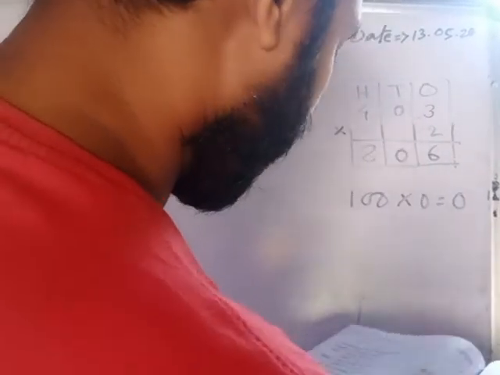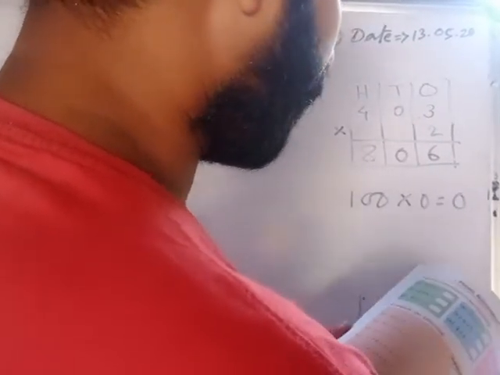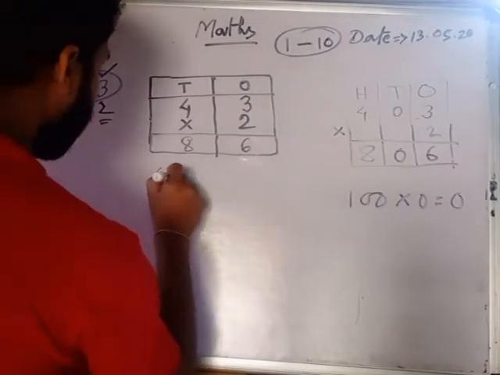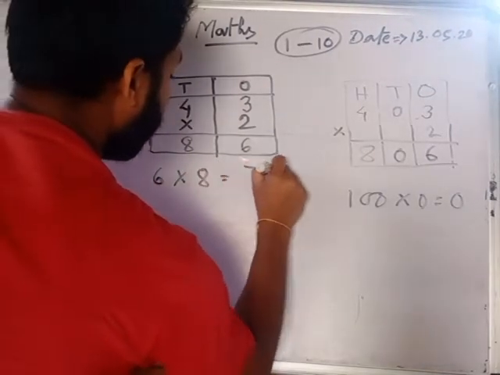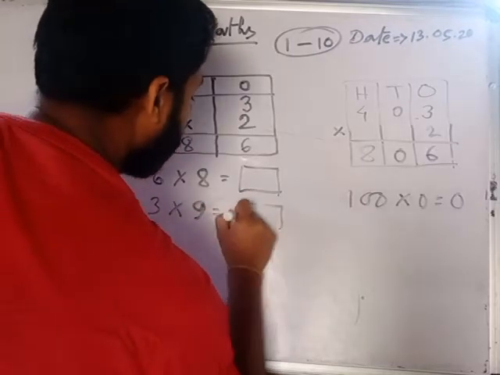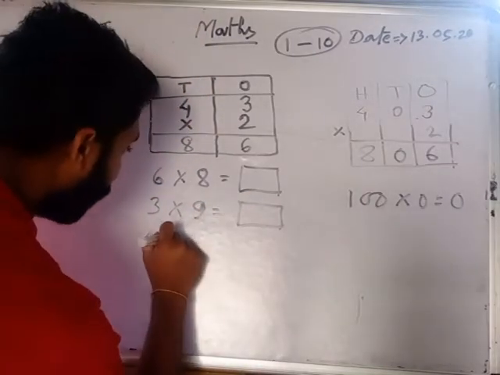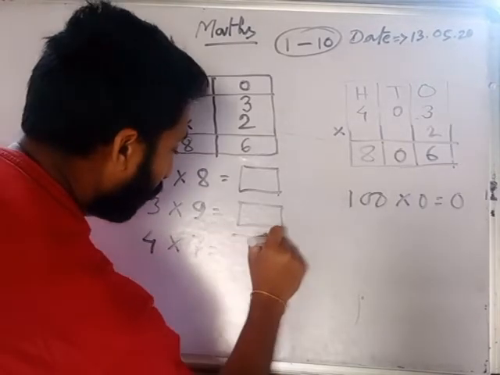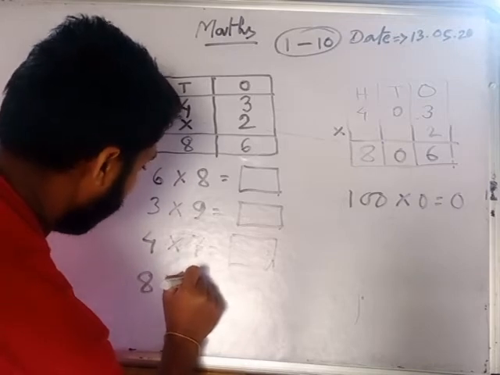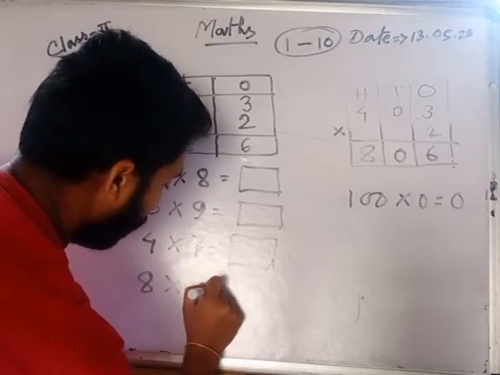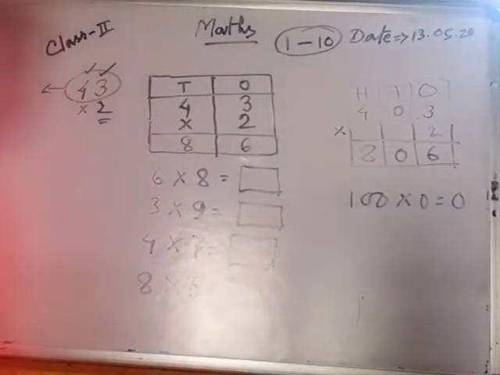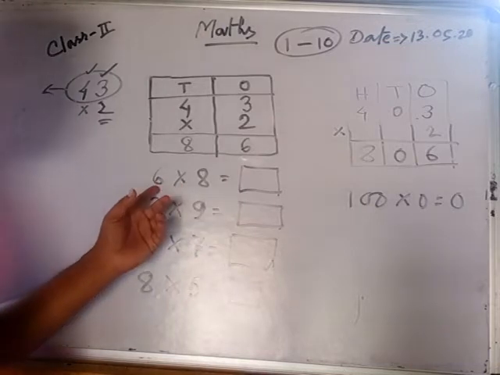So many fill in the blanks are there. Suppose it is 6 multiplied with 8 box, 3 multiplied with 9 box, 5. That means, which one is the smaller number? 6 is the smaller number.